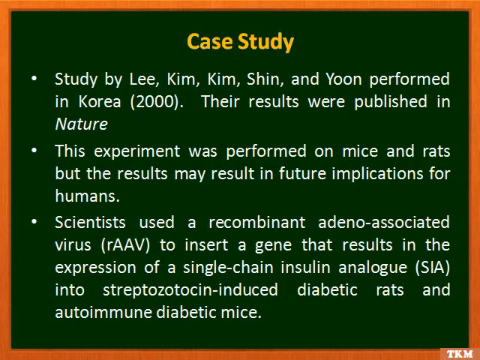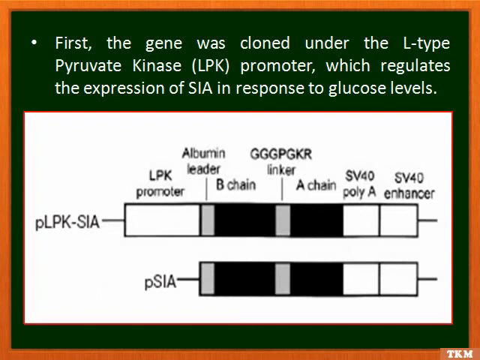A study by Lee, Kim, Shin and Yoon was performed in Korea. Their results were published in Nature. This experiment was performed on mice and rats, but the results may have future implications for humans. Scientists used a recombinant adeno-associated virus to insert a gene that results in the expression of a single chain insulin analog into streptozotocin-induced diabetic rats and autoimmune diabetic mice.